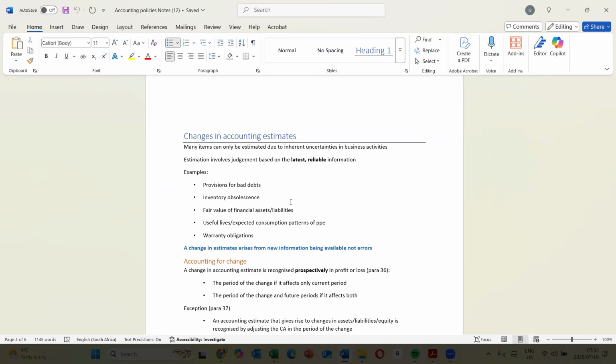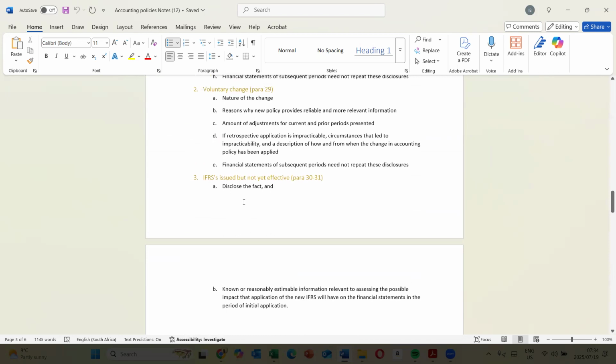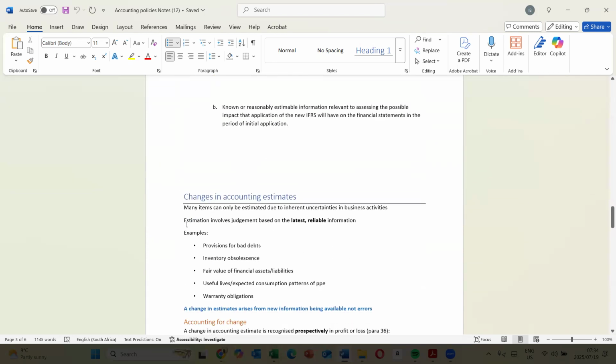All right. So in terms of changing accounting estimates, we're looking at it from the angle that many items can only be estimated due to inherent uncertainties in businesses. Let's take an example now. We can agree that in most cases when we are preparing the financials, we do lots of estimates.